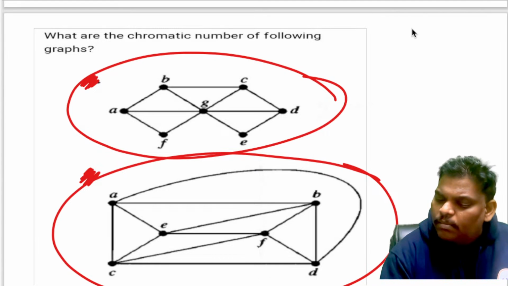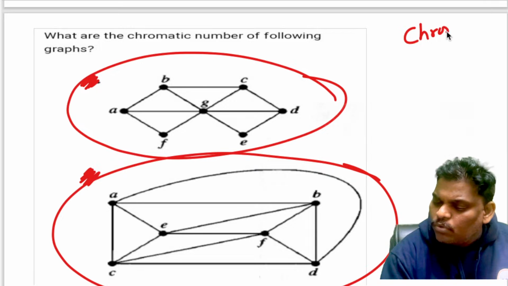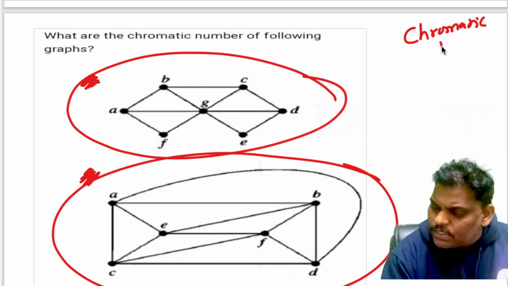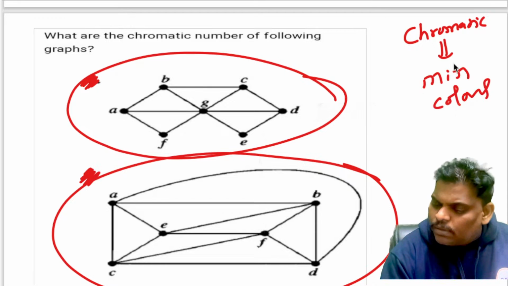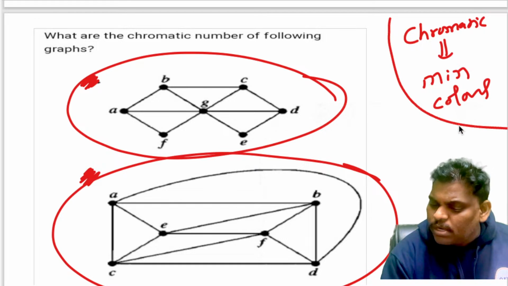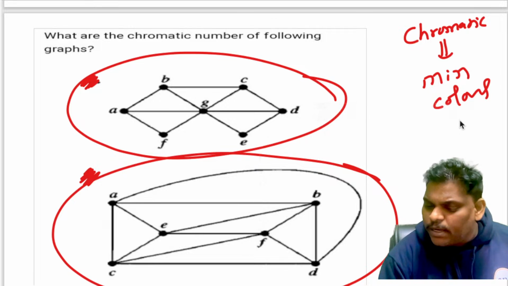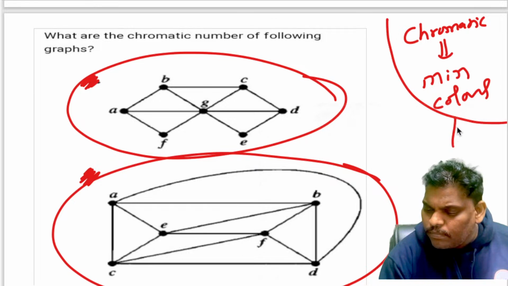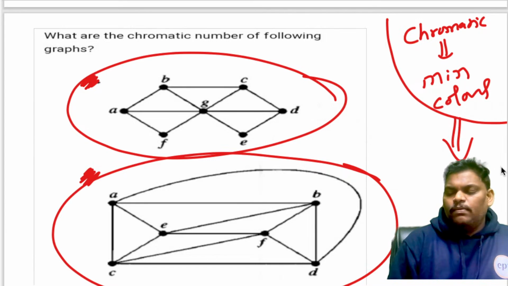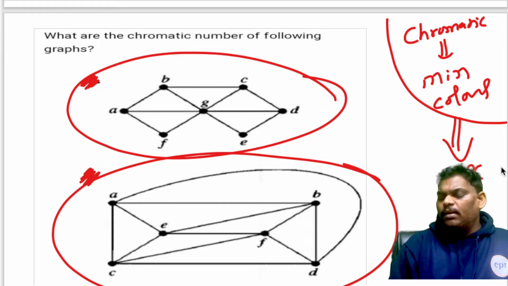Remember everyone, chromatic number means the minimum number of colors. Remember, this is an NP complete problem, which means there is no algorithm. Minimum number of colors to find out. There is no algorithm, so it is an NP complete problem.